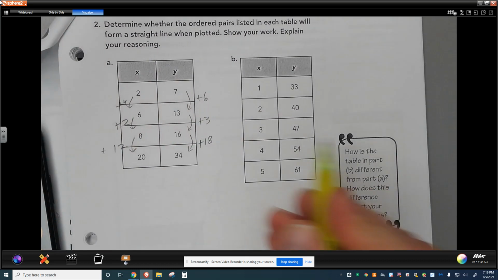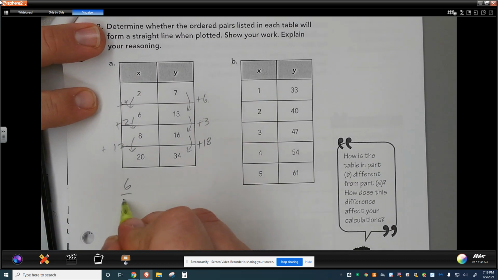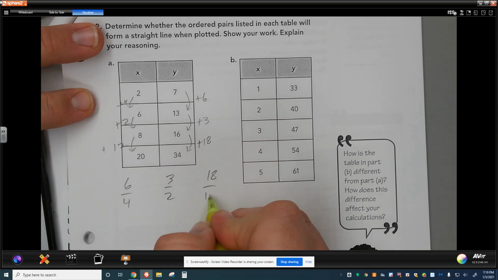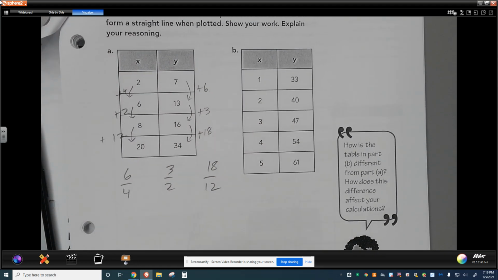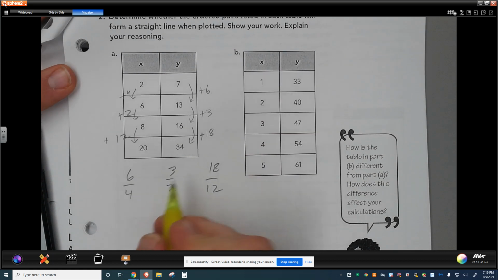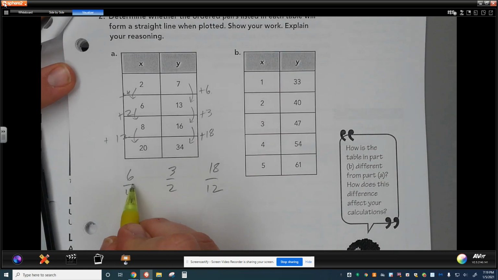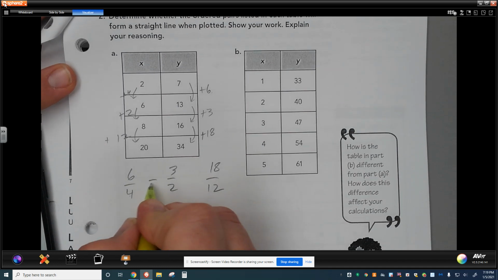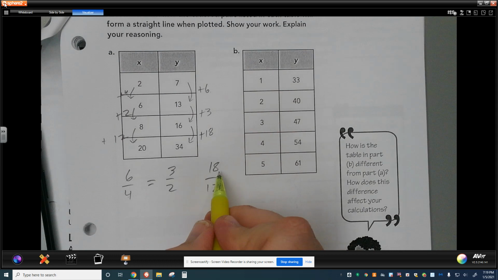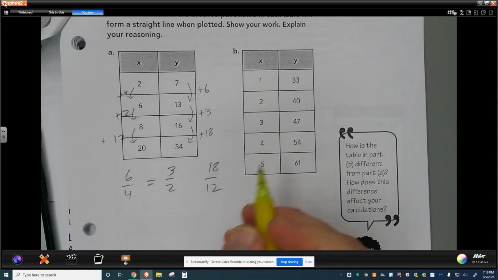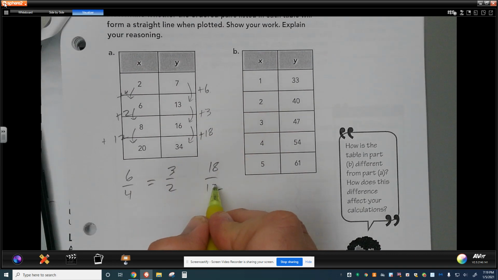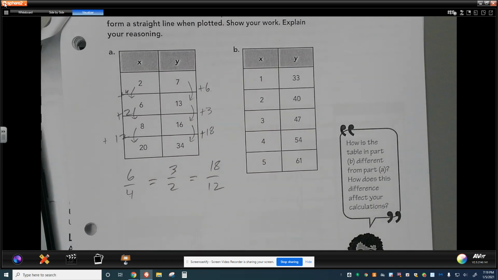And so now I look at my ratios, change in y over change in x. 6 fourths, 3 halves, and 18 twelfths. And I need to make some comparisons. I know that 6/4 can reduce to 3/2 just by simply taking a scale factor of 1/2. Half of 6 is 3, half of 4 is 2. I know those two are equal. I know that 6 is a common factor for 18 and 12. 18 divided by 6 is 3, and 12 divided by 6 is 2. That fraction is equal.